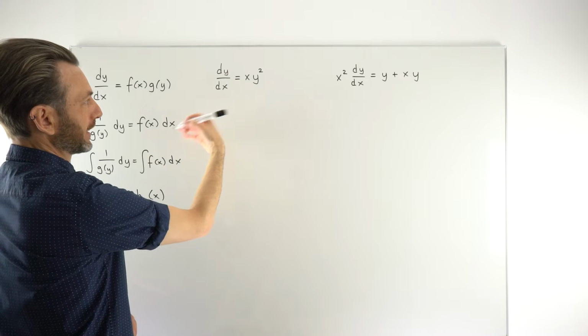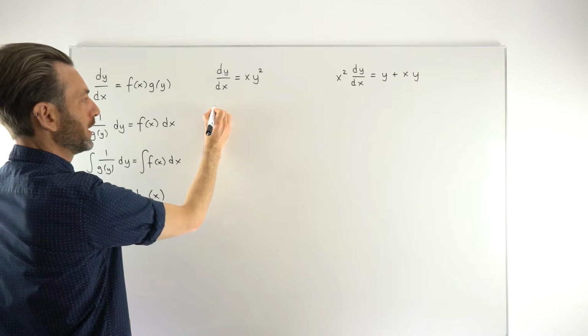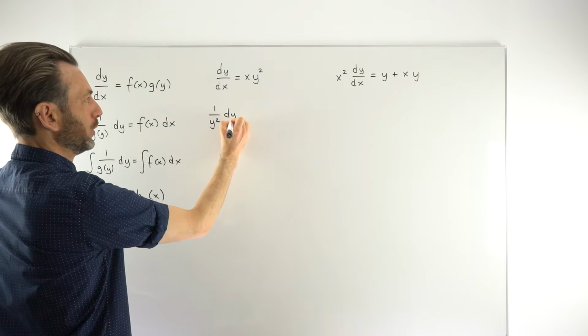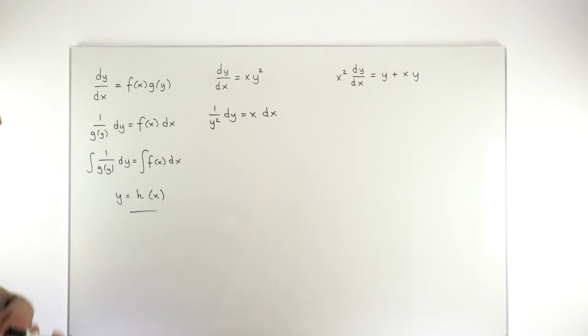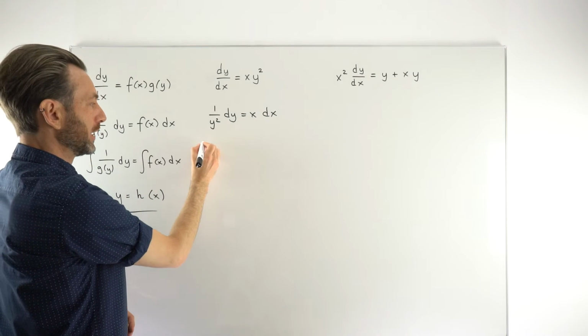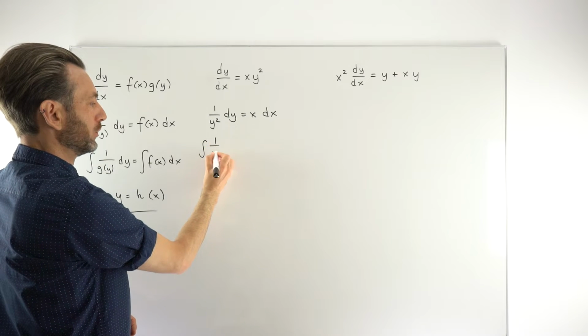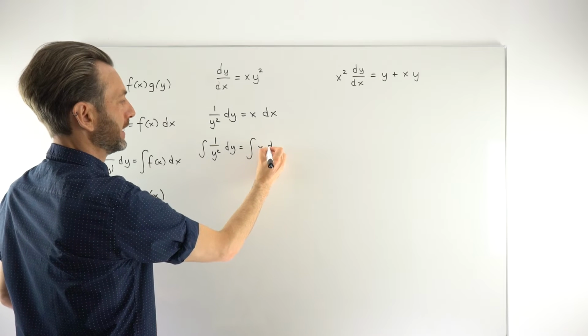Let's basically get the x's on one side and the y's on the other. So we're going to end up by dividing both sides by y squared to get 1 over y squared dy on the left-hand side, equals x dx on the right-hand side. At that point, we've got our separation completed and we can just go ahead and integrate. So nothing else to do here. The integral of 1 over y squared dy equals the integral of x dx.